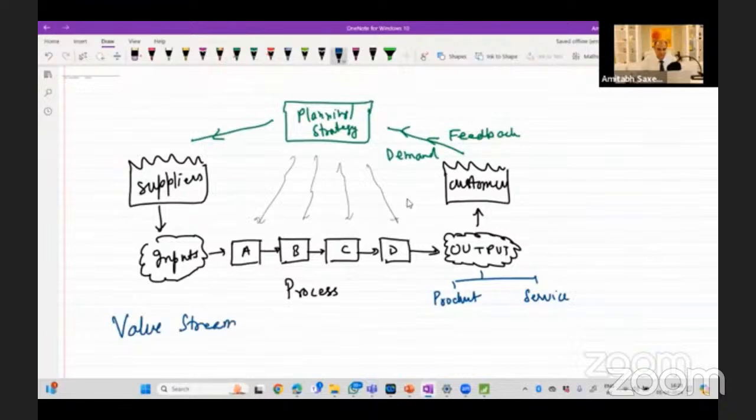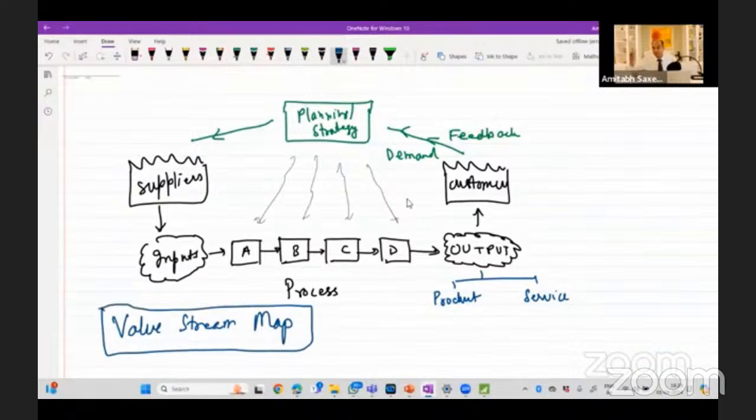It has got another popular name called value stream map, based on systems thinking. So you are thinking about the whole system. Now, customer is not interested in your output. You want to make the customer happy, right? And you might be thinking, if my product or service is excellent, the customer will be happy.